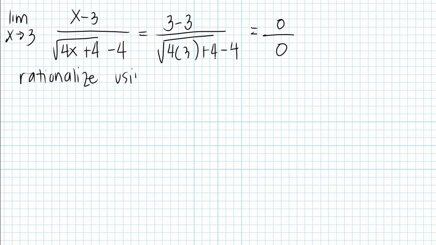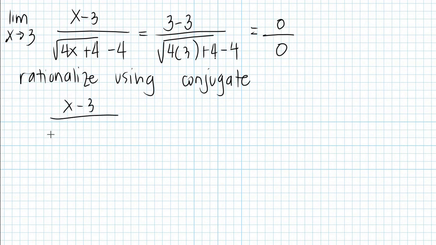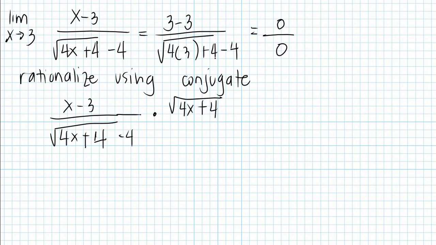So what we can do here is try rationalizing using the conjugate. So let's just multiply this whole equation by the conjugate of our denominator. So the conjugate of our denominator, we just have to change the sign in between the square root and the number. So that will be the square root of 4x plus 4 plus 4. We're doing it for the numerator and for the denominator, so it's just like we're multiplying this whole thing by 1.